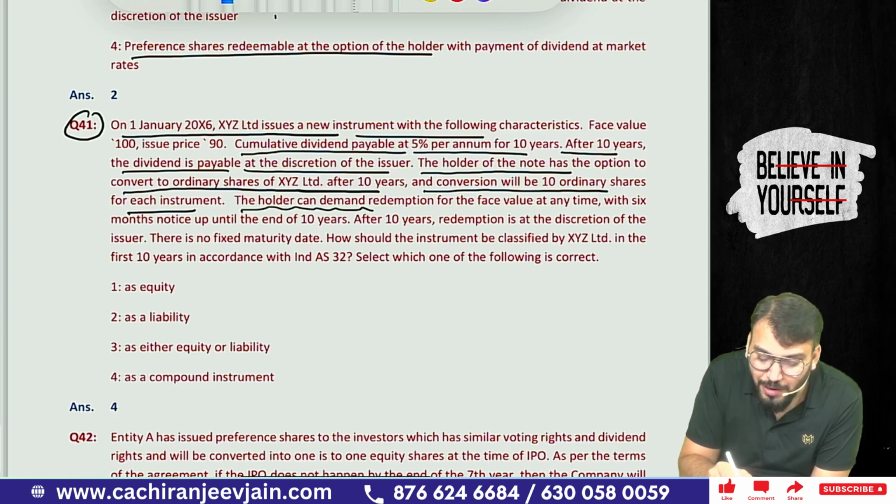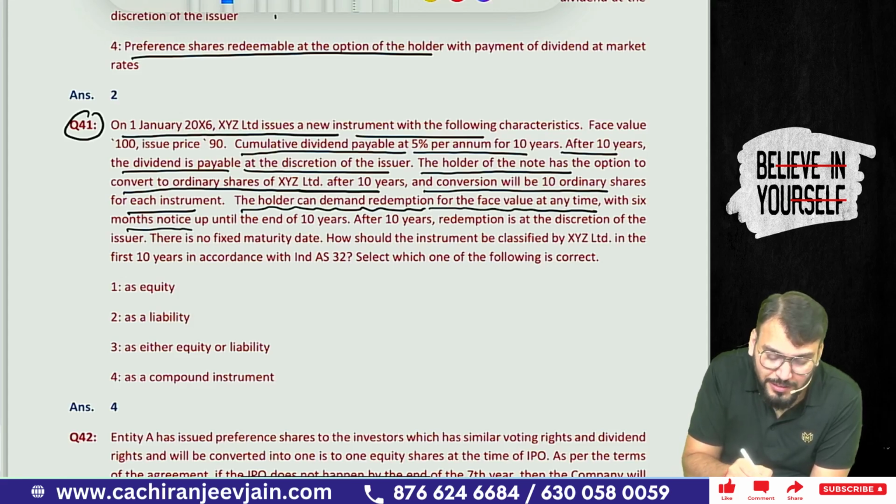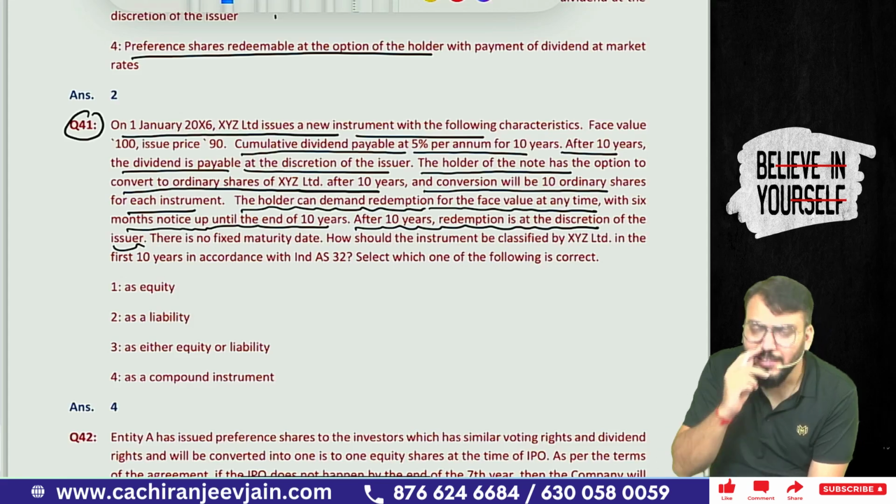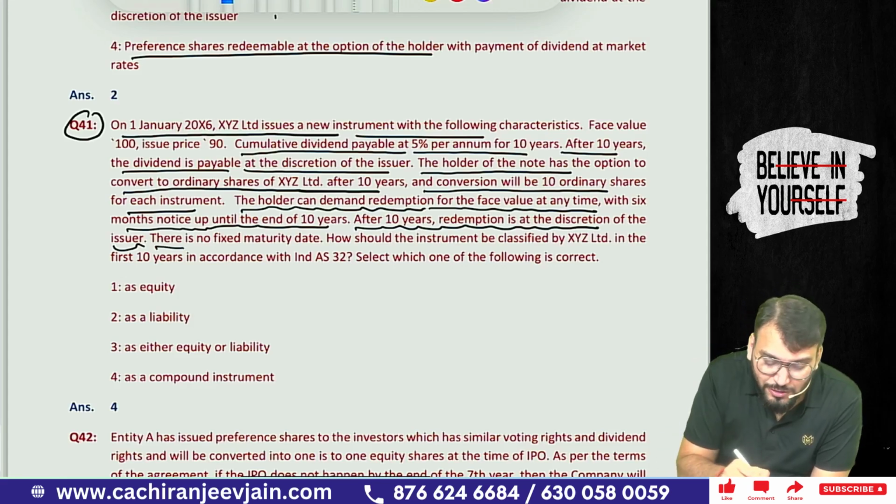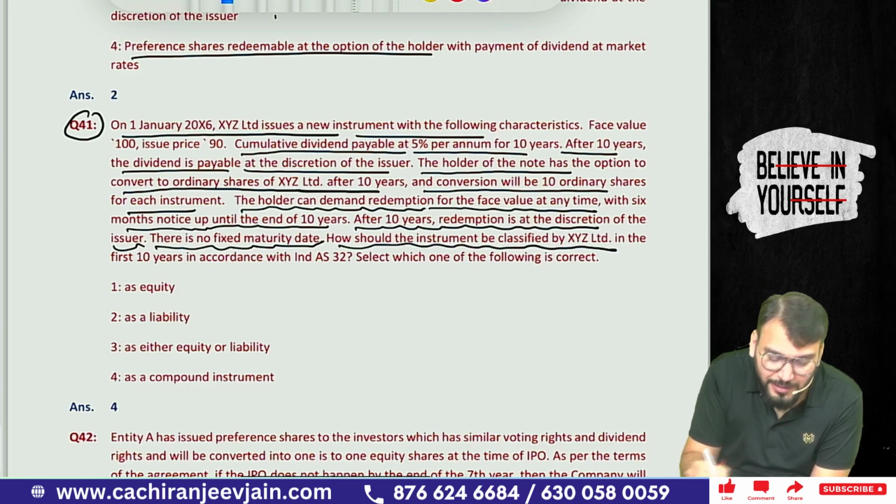The holder can demand redemption of the face value at any time with 6 months' notice up until the end of 10 years. After 10 years, redemption is at the discretion of the issuer. So after 10 years the redemption is discretionary. There is no fixed maturity date. How should the instrument be classified by XYZ Limited in the first 10 years?